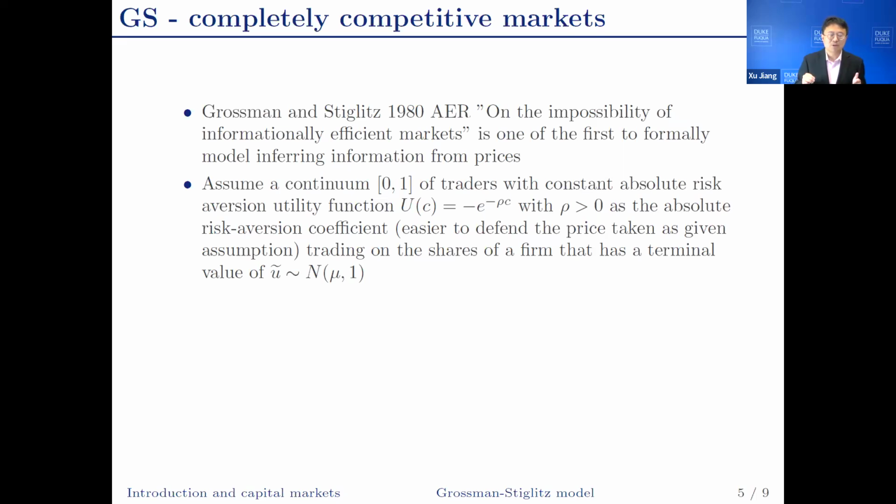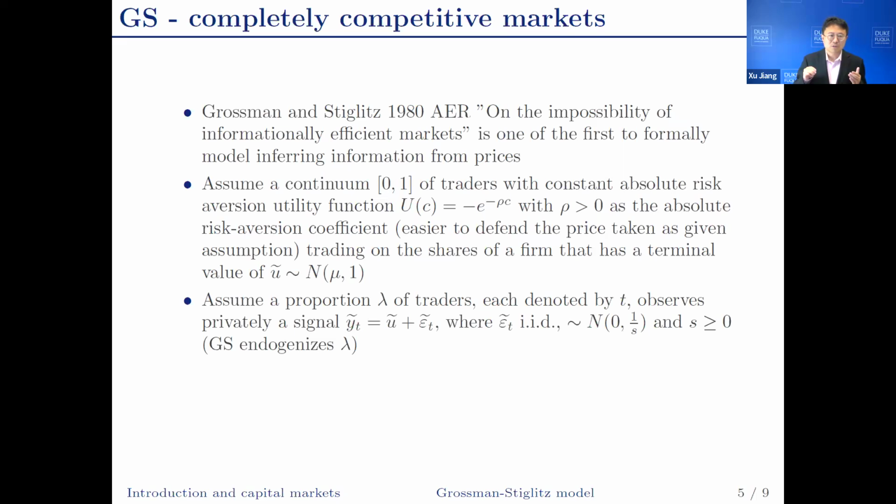Because we're studying how to infer others' private information from prices, you need to have others that are privately informed. So there is a proportion lambda of traders that are privately informed. Each of them is going to observe a private signal that is U plus some noise. The precision of the signal is S. The rest, 1 minus lambda, is uninformed. And of course, they have to learn from prices. We're going to see that even the informed traders are going to learn from prices.